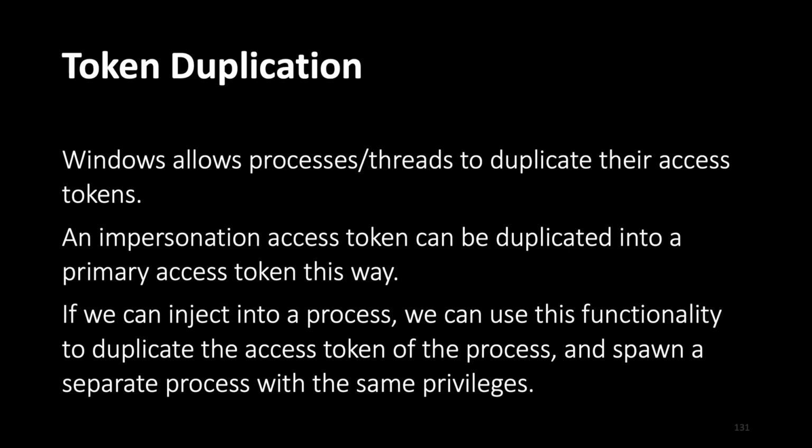Windows allows processes and threads to duplicate their access tokens. An impersonation access token can be duplicated into a primary access token this way. If we can inject into a process, we can use this functionality to duplicate the access token of the process and spawn a separate process with the same privileges.